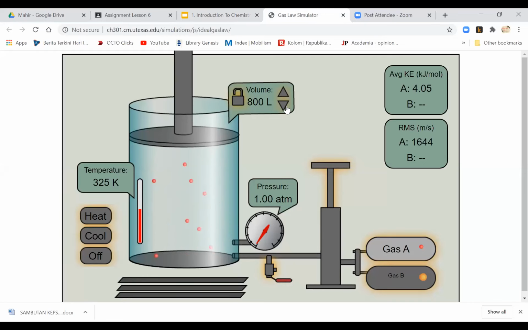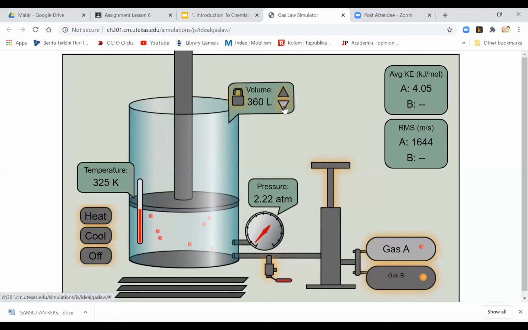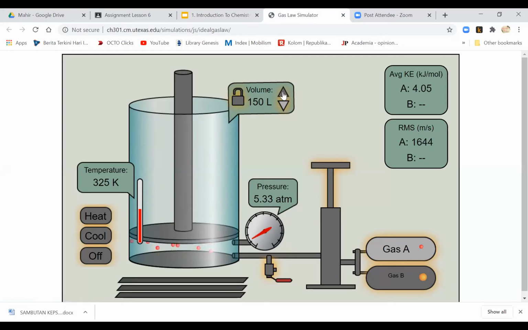Let's decrease the volume. If I decrease the volume, the pressure must be increased, right? Yes, sir. Okay, let's do. I'm decreasing the volume. What happened to the pressure? Pressure is increasing, right? Now I'm increasing the volume. What does it mean? The pressure must be decreasing. Kebalikan ya. If I'm increasing the volume, the pressure must be decreasing.